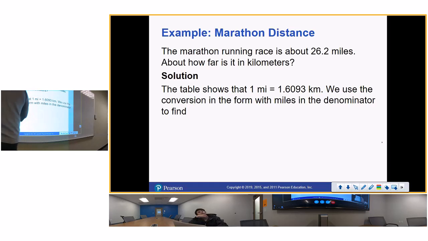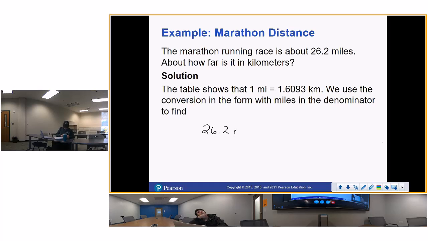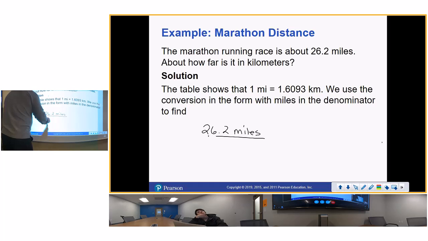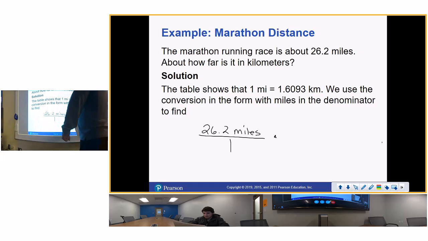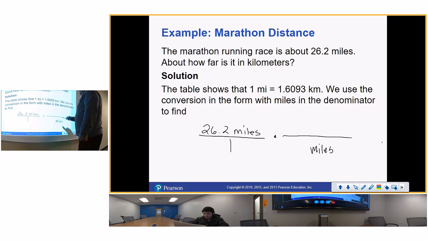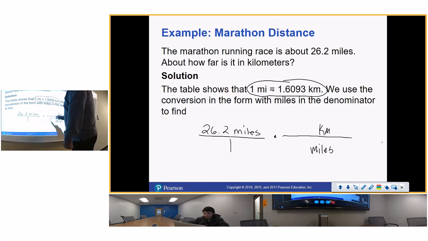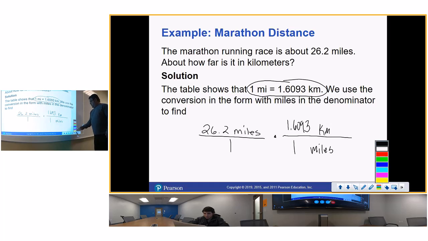So 26.2 miles over 1. Why over 1? Because they don't give you a per. They don't say 26 miles per hour. They say 26 miles. So I don't have a per, so I just put it over 1. So that means what goes on the bottom? Miles. Why? Because you want the miles to cancel. And here is the conversion. 1 mile equals 1.6093 kilometers.